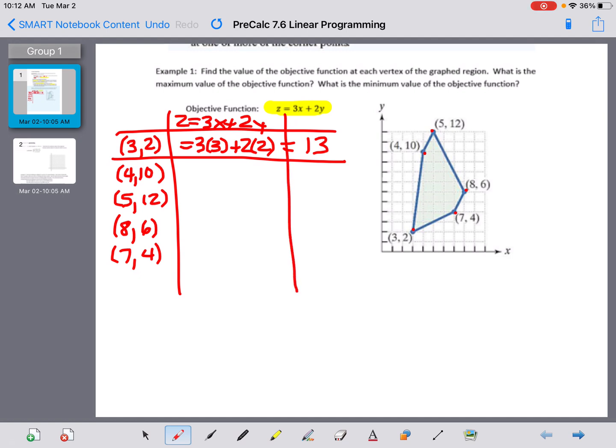Okay? And let's try it with the 4, 10. So 3 times my x of 4, 2 times my y of 10. That's a 12 plus a 20 makes 22. No, how about 32, if I could add correctly.